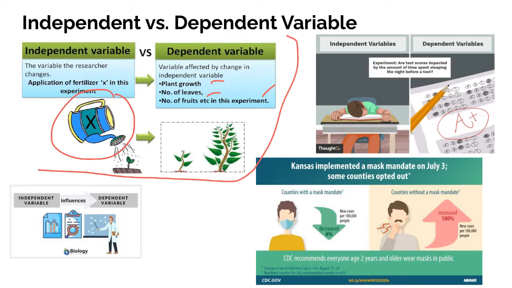So the independent variable, the thing we changed on purpose, was the fertilizer. The dependent variable were things like how tall did our plant grow, how many leaves did it have, and how much fruit did it produce.